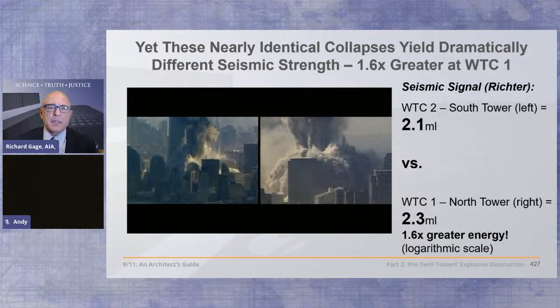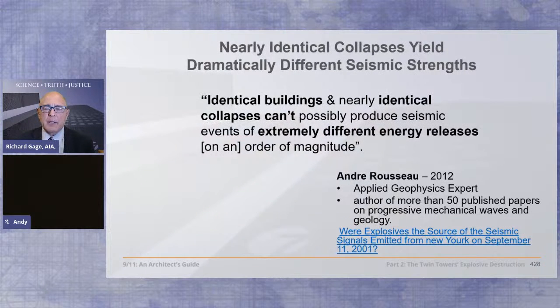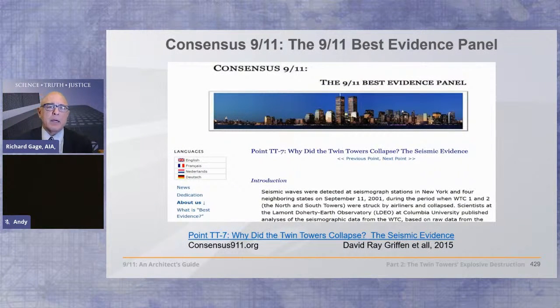So something else has to be responsible, such as explosions, very different explosions in each case. Andre Rousseau says identical buildings and nearly identical collapses can't possibly produce seismic events of extremely different energy releases on an order of magnitude. Well, this is nicely documented in the Consensus 9/11 panel, the best evidence panel, produced by Elizabeth Woodworth and David Ray Griffin. Point TT7, why did the Twin Towers collapse? The seismic evidence.